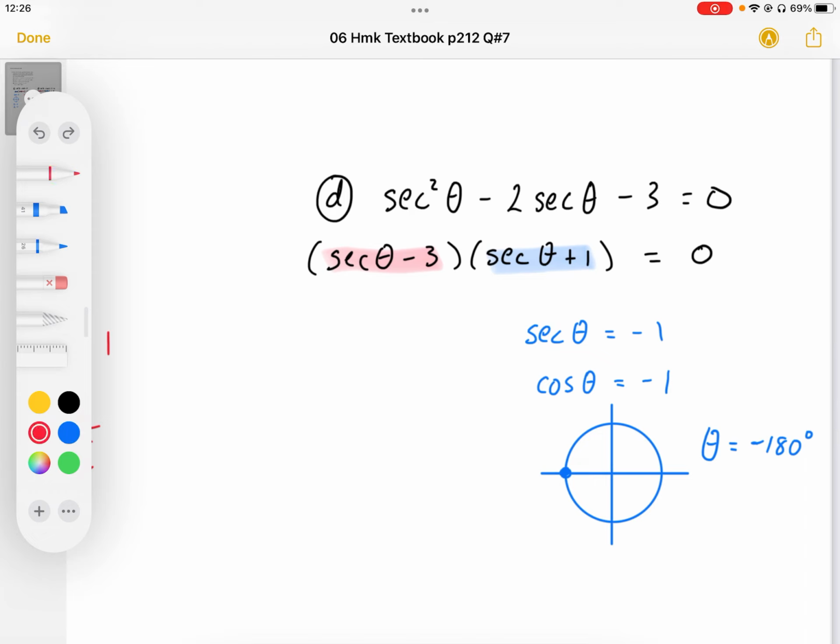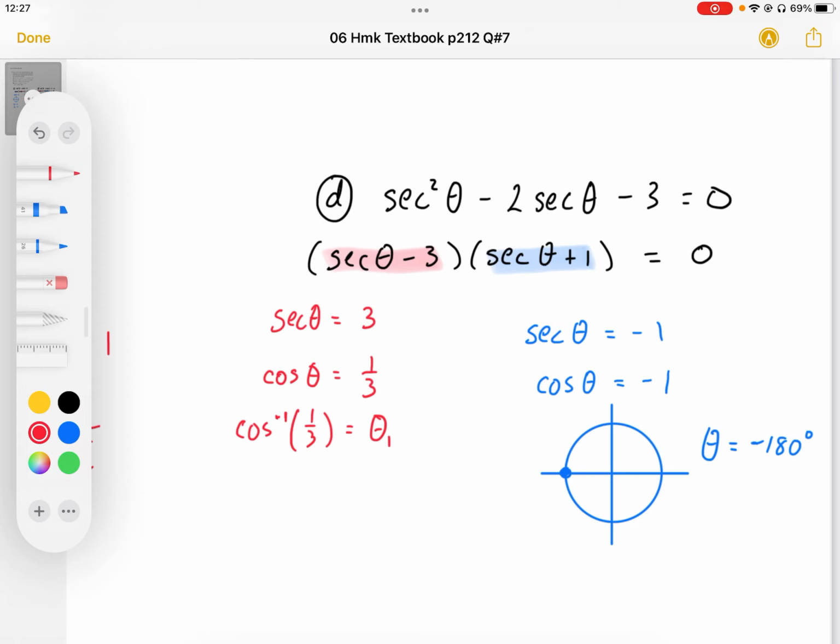Then we need to move on to secant theta equals 3. I don't have secant on my calculator, so I need to convert this to cosine. So cosine theta is equal to 1 over 3. This is not a special angle ratio, so I need to use my calculator, and I need to make sure I'm in degree mode. In degree mode, when I do the arc cos of 1 divided by 3, I end up with an angle of 70.53 degrees.